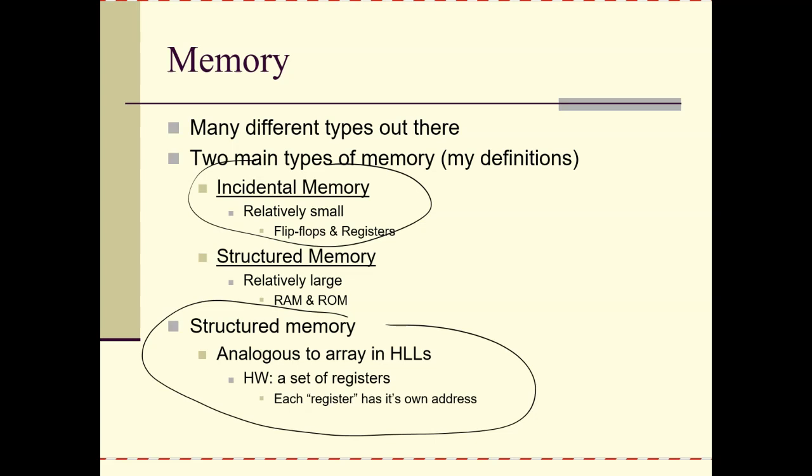To get at a particular piece of data in an array, you use the index. In hardware, it's very much the same thing. What you have is a whole set of registers, and the register you're getting at is decided by the address. Each register, roughly speaking, has its own address. Generally, when you talk about structured memory, people don't talk about registers, but it's a way to abstract it in your mind. Registers and arrays are something we've used in your programming classes.